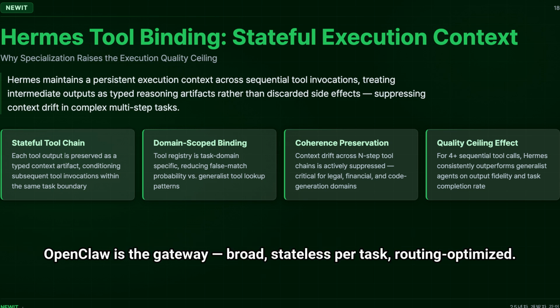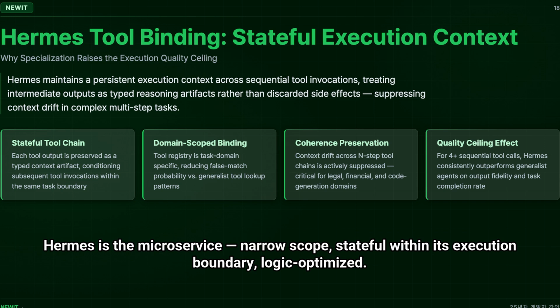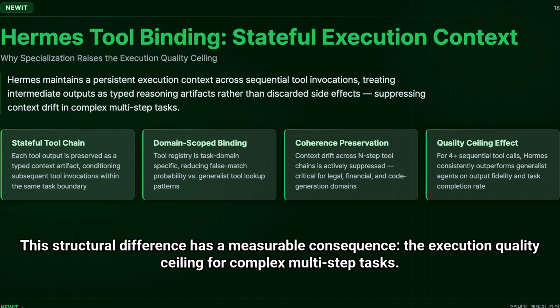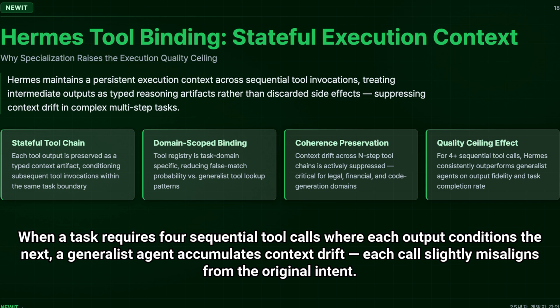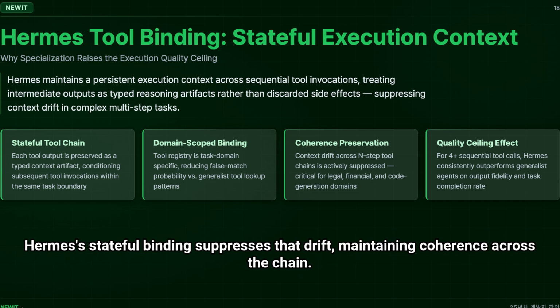OpenClaw is the gateway: broad, stateless per task, routing optimized. Hermes is the microservice: narrow scope, stateful within its execution boundary, logic optimized. This structural difference has a measurable consequence: the execution quality ceiling for complex multi-step tasks. When a task requires 4 sequential tool calls where each output conditions the next, a generalist agent accumulates context drift. Each call slightly misaligns from the original intent. Hermes' stateful binding suppresses that drift, maintaining coherence across the chain.